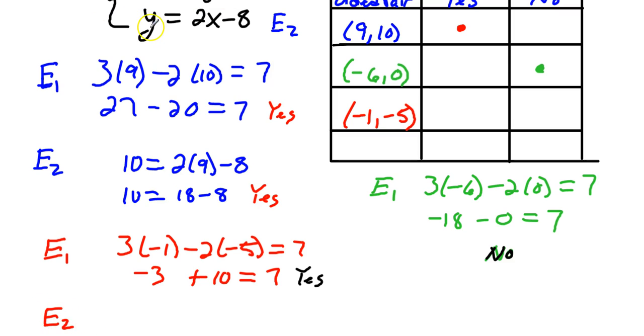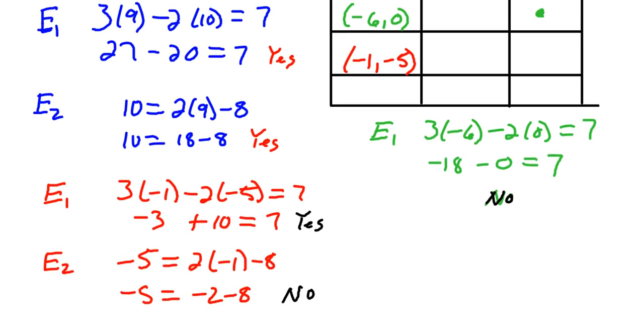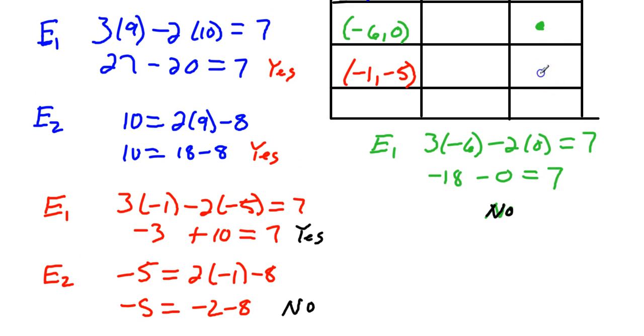So for that one, we've got -5. Does that equal 2 times -1 minus 8? Not looking good. Because -5 minus 2 minus 8, that would be a no. So as soon as you get one no answer, that means this thing is going to be a no.